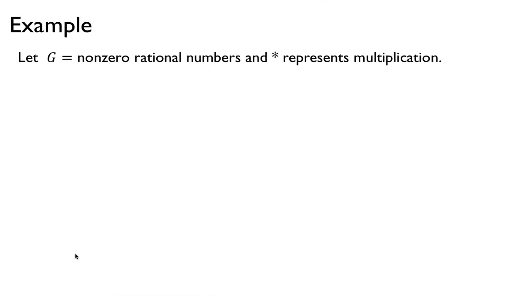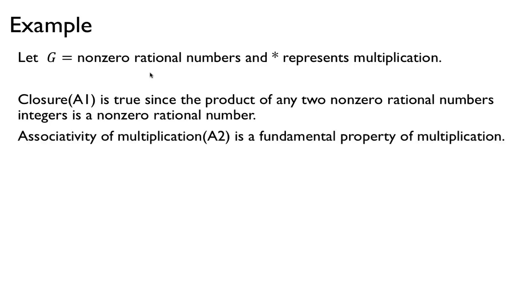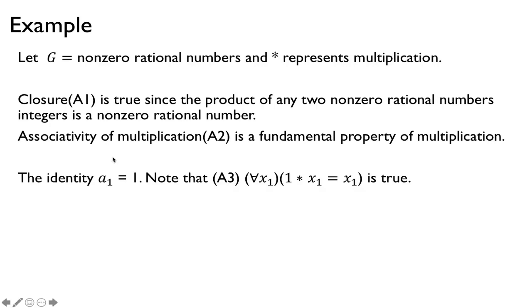Rational numbers and multiplication is another example of a group. By the way, this is non-zero rational numbers. Multiplication of non-zero rational numbers gives you another non-zero rational number, so that's obvious. Multiplication is associative. The identity is 1, not 0 in this case, because when you multiply by 1, that doesn't change the answer. For all x1, 1 times x1 is x1.